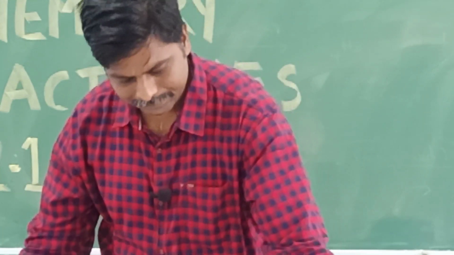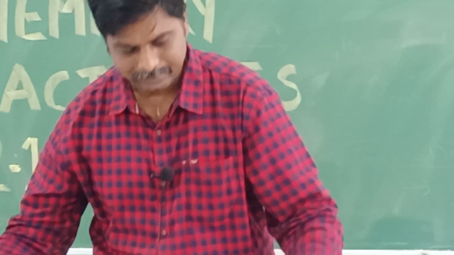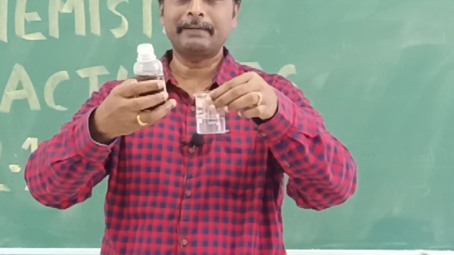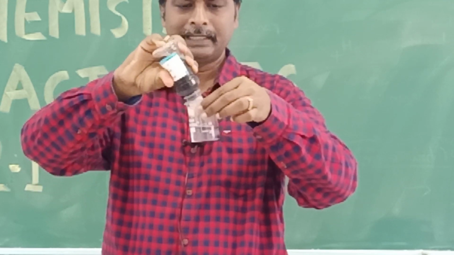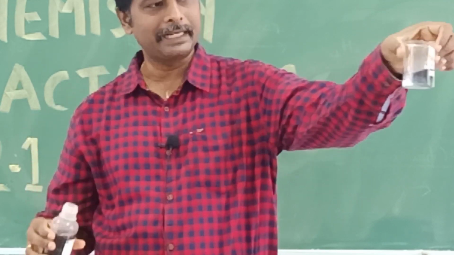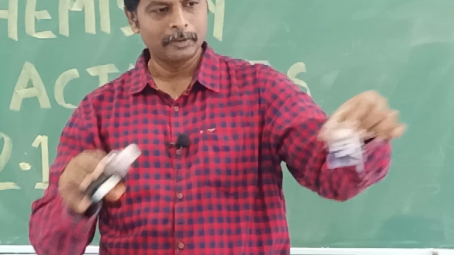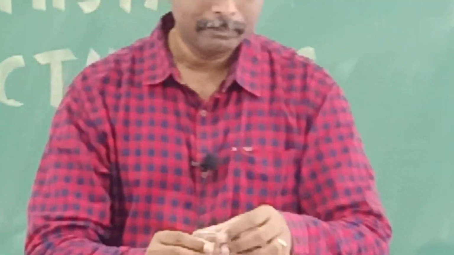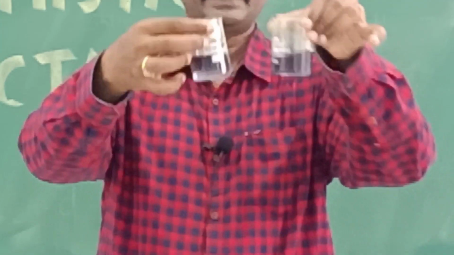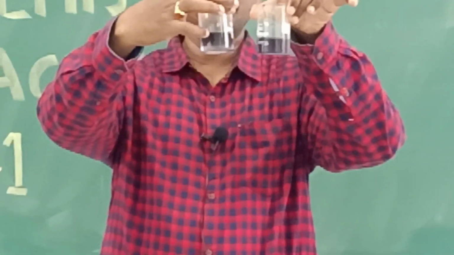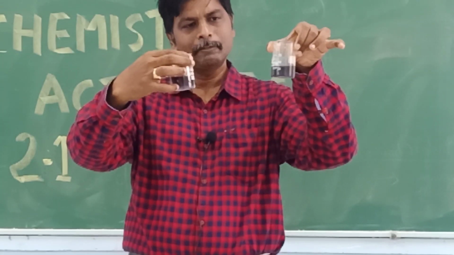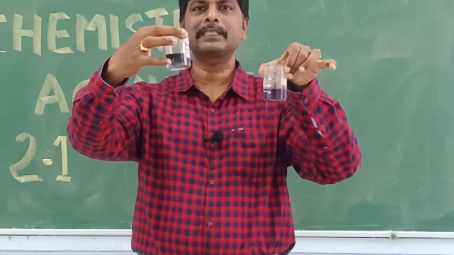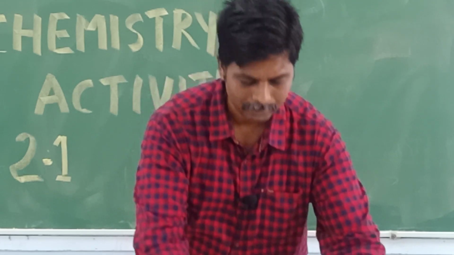In the second beaker of NaOH, sodium hydroxide, I am adding red litmus solution. This red litmus also turns to blue. You can see blue litmus stays blue, red litmus also turns blue. Both litmus papers turn blue.